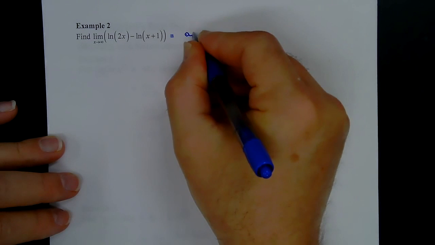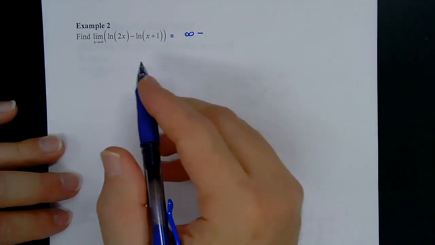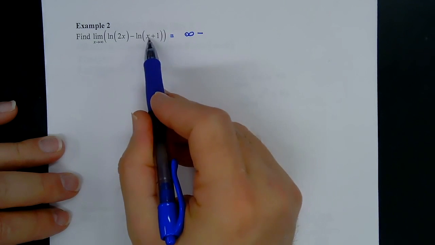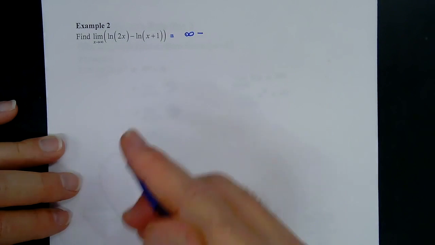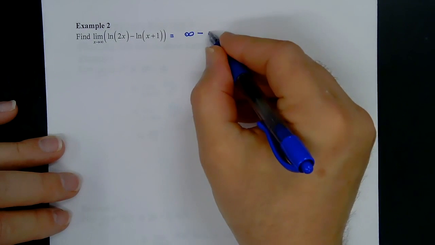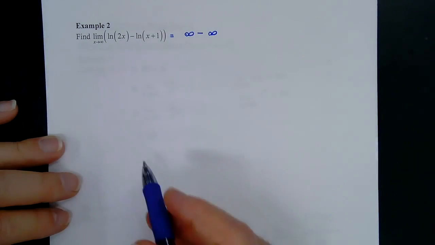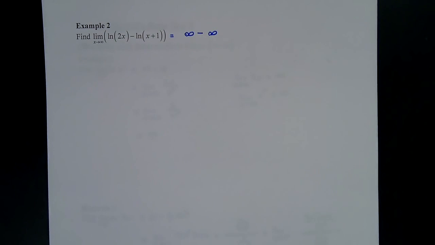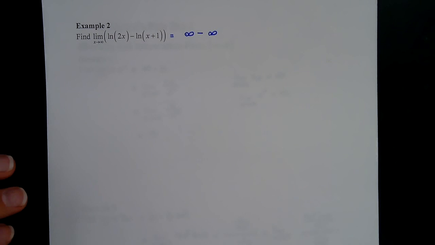So this would be infinity minus, and this one, as x goes to infinity, this is going to infinity. Well, when the input for ln goes to infinity, the output also goes to infinity. Same reasoning as this one, just different. Okay, so we have the situation where we have a positive infinity minus positive infinity. Okay, so how do we go about rewriting this one? Because the idea here is still you've got to write it as a quotient.